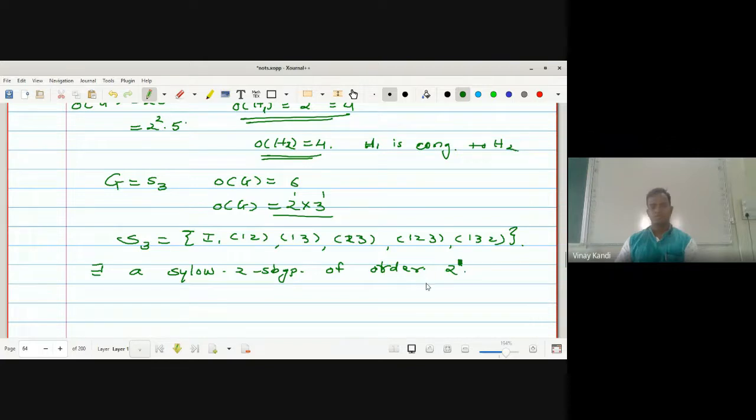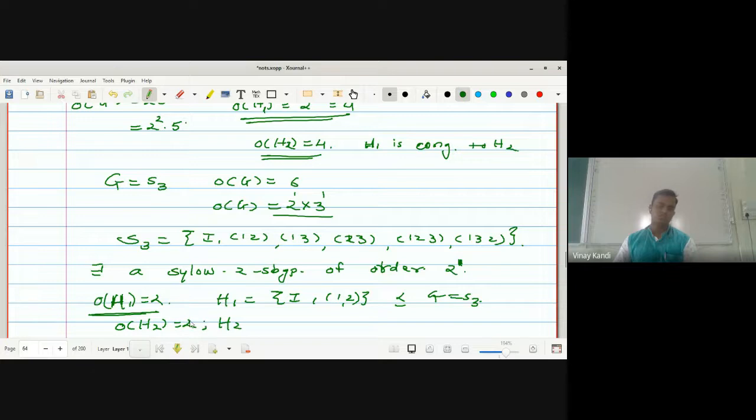Correct आहे का हे? Yes, sir. Suppose H1, order of H1 is equal to 2. This is Sylow 2 subgroup. What is H1? I and (1 2). This is the Sylow subgroup of G, which is equal to S3. And again, order of H2 is equal to 2. What is H2?